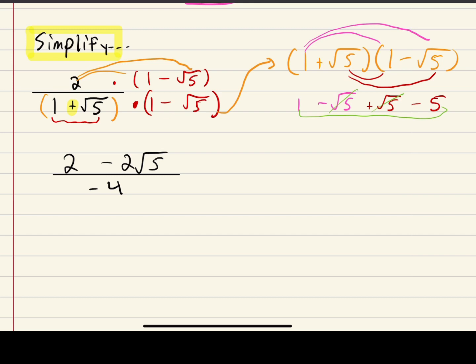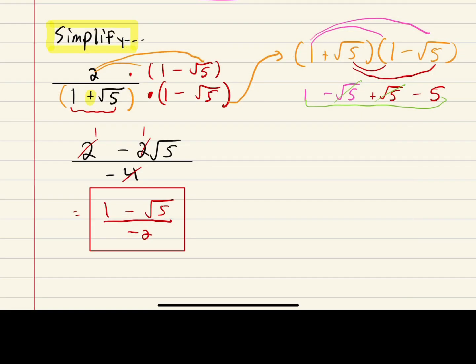And we could leave it like this, or if it can be simplified, we should. And so once we've simplified, we divided each by 2, then that left us with this final response here.